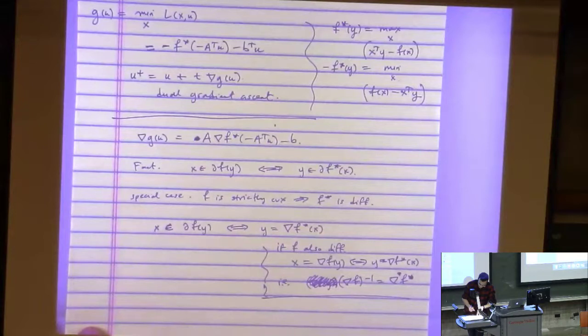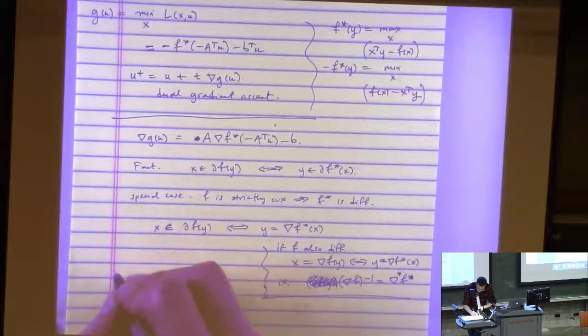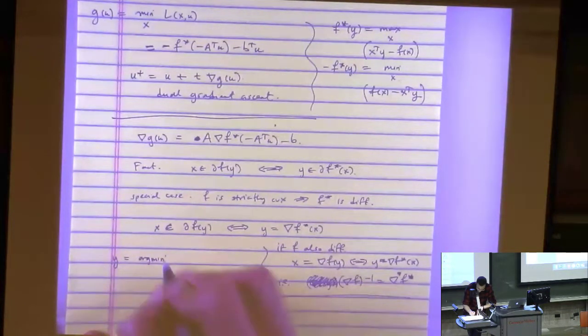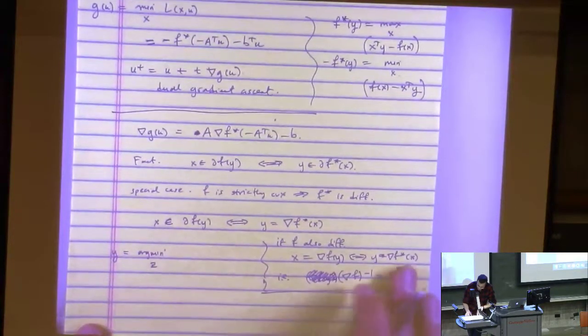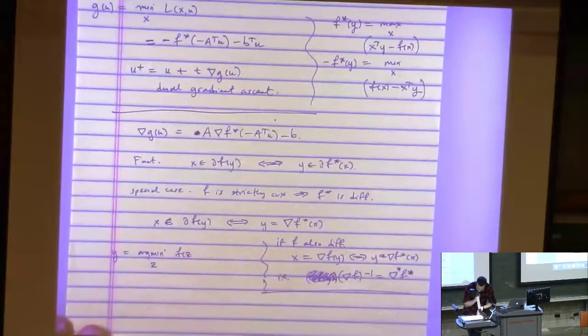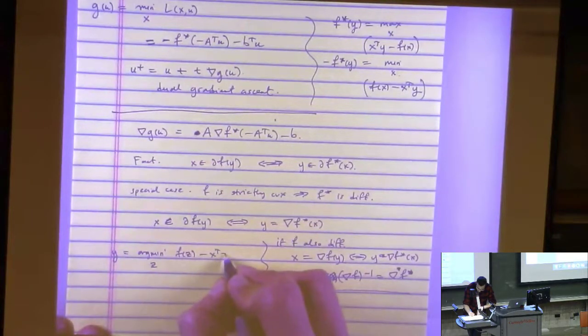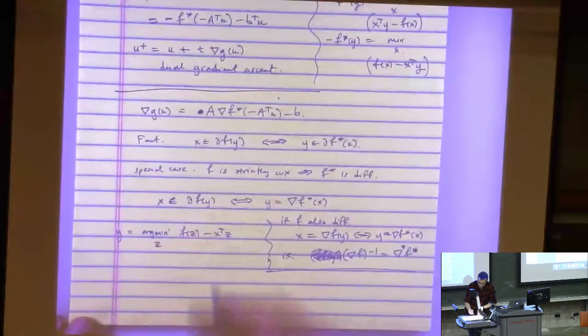I'm trying to think about what's the easiest way to do it without going through the proof. So x being a subgradient at f of y means that y equals the argmin over all z of f of z minus x transpose z. See if I get this right or if I get it backwards. Okay, I claim these two are equivalent.